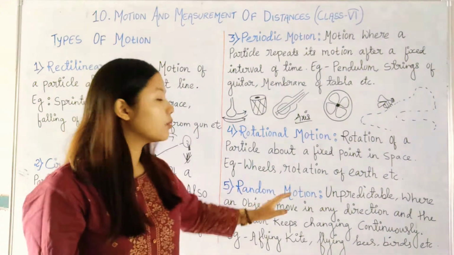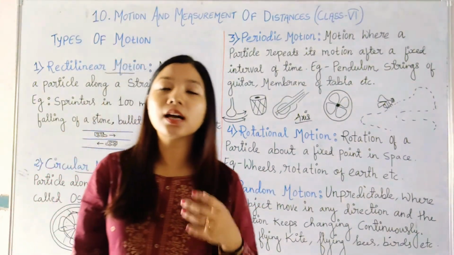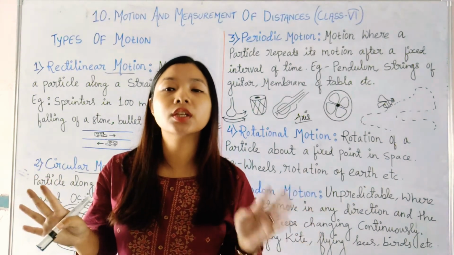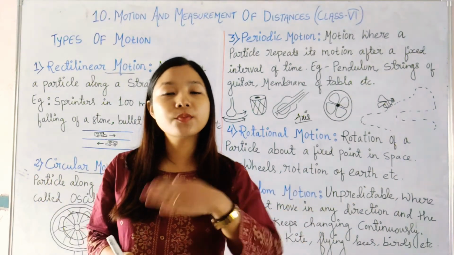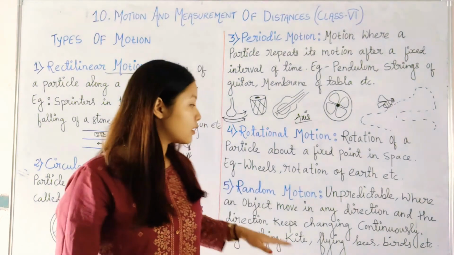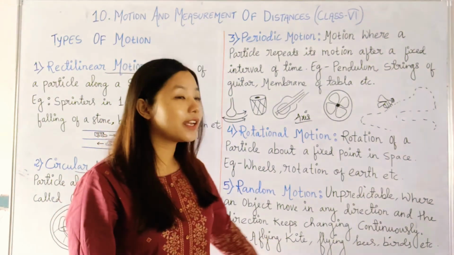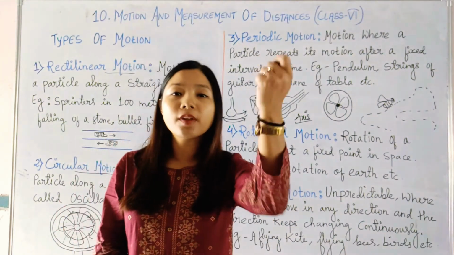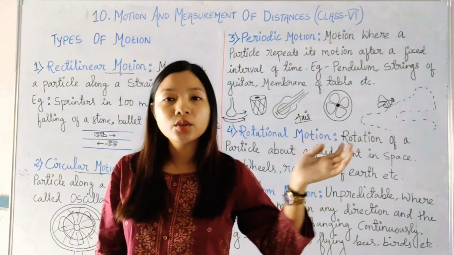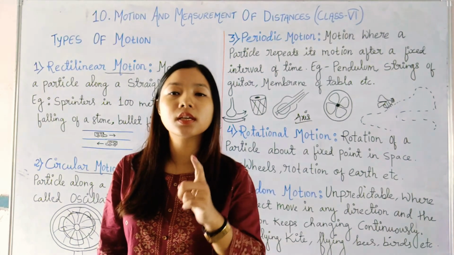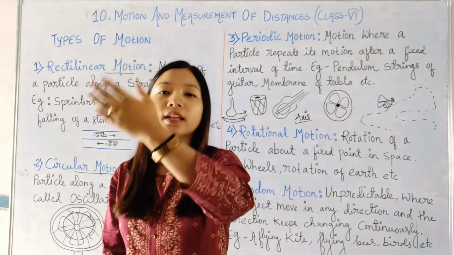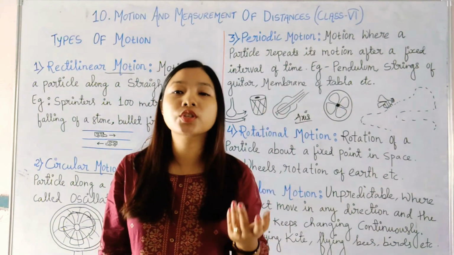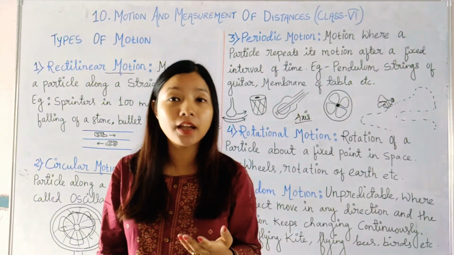Next is random motion. Random motion is unpredictable. That means you cannot predict in which direction the motion will take place. It may go in any direction. Some examples I have written: a flying kite, flying bees, birds, etc. So if you fly a kite in the sky, you cannot predict its motion. You cannot say that it only flies in this direction or that direction. Whichever way the wind comes, it will move or change the direction of the kite.